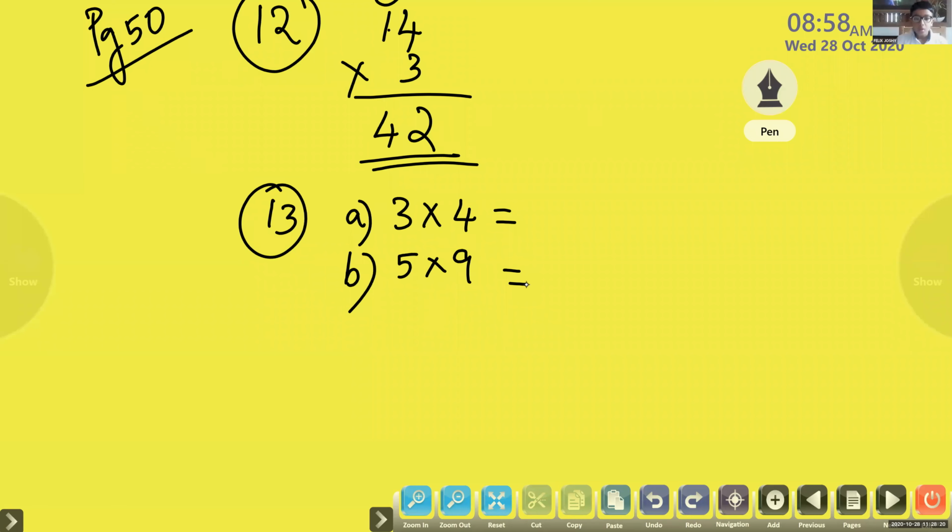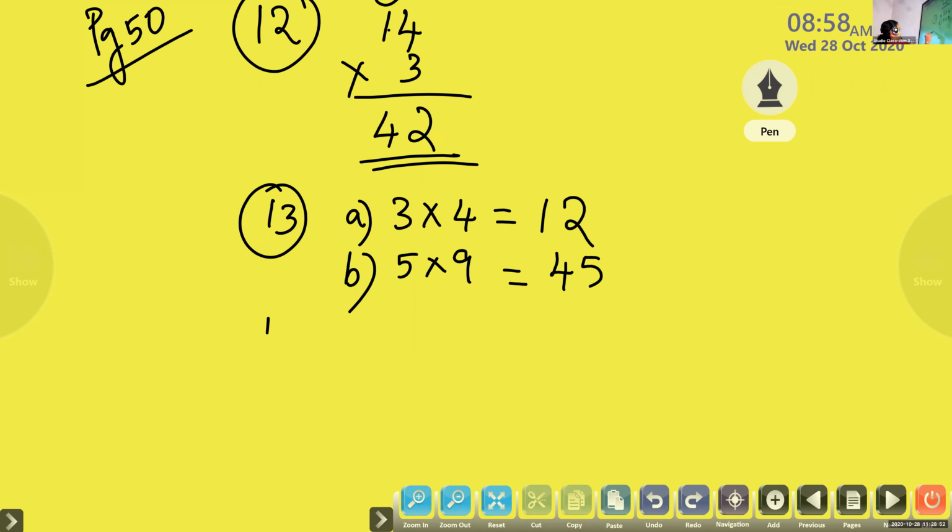3 into 4, 12. Very good. Srihari, then B answer, 5 into 9. Yes, ma'am. 5 into 9, 45. Yes. Okay, so question number 13 we finished.